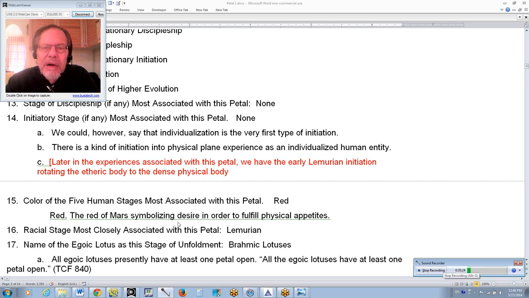It's red. The red of Mars, symbolizing desire in order to fulfill physical appetites. Mars does rule physical appetites. It also rules every elemental vehicle and the personality as a whole, but is very much connected with the dense physical body, as is the moon, and is, from a certain point of view, Saturn.